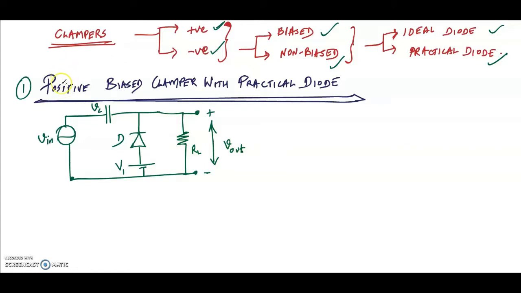We saw many types of clampers. We saw positive clampers, we saw negative clampers. Then there was biased and non-biased, meaning you might be applying an extra bias or not. Then you might be using an ideal diode or a practical diode. So based on these specifications, you might have different types of clampers.